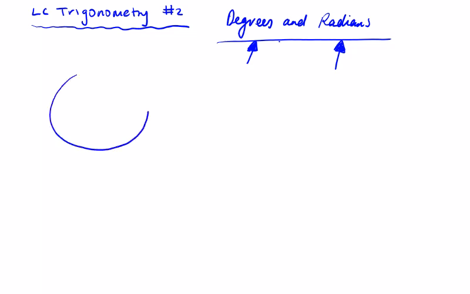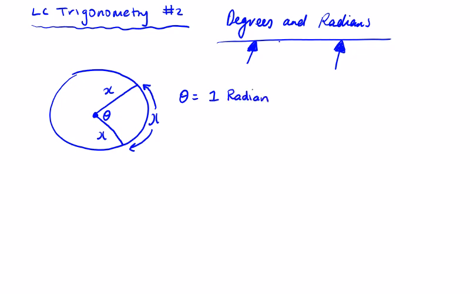We draw a circle and we let the radius equal x. If the arc length is x from here to here, the angle at the center of the circle, theta, in this case theta is equal to 1 radian. So when the arc length is the same as the radius, we can say that the angle at the center is 1 radian.